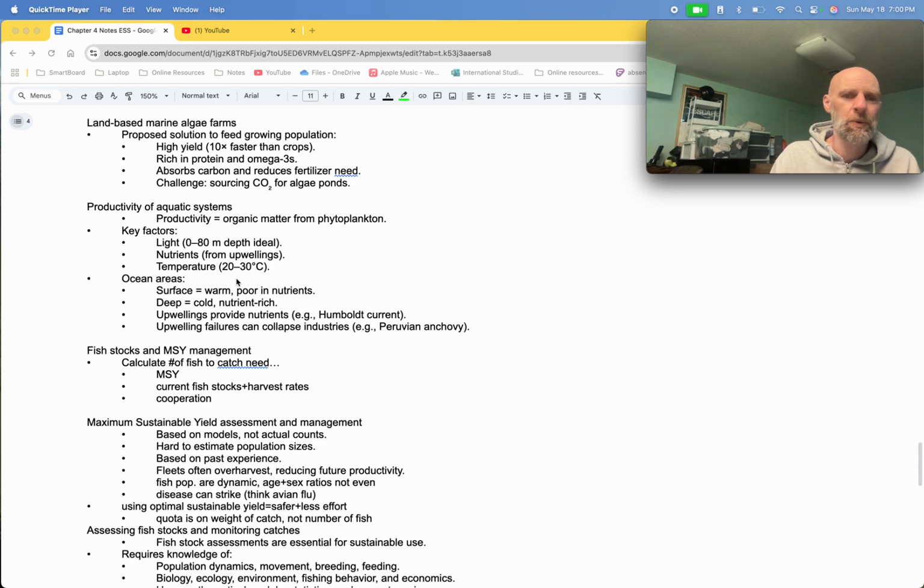Fish stocks and MSY management. So calculate the number of fish needed to catch: MSY, current fish stocks, plus the harvest rates as well. And you need cooperation between people. Maximum sustainable yield, which is the MSY assessment, and management. This is based on models, not actual counts. And you know how IB loves models. They actually like showing the limitations of models. That's usually one of their favorite questions to ask.